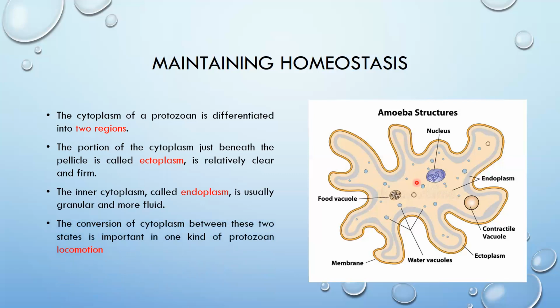The conversion of the cytoplasm between these two states, the ectoplasm and the endoplasm, is very important in the protozoans' locomotion, because the conversion of ectoplasm and endoplasm leads to the formation of the pseudopodia. As you can see here, these are the extensions. These are known as the false feet of the protozoans, so that they can move.